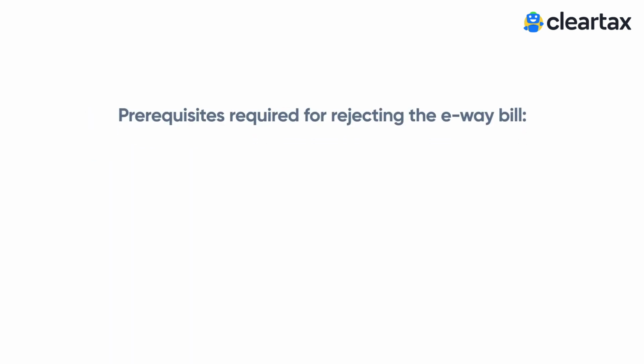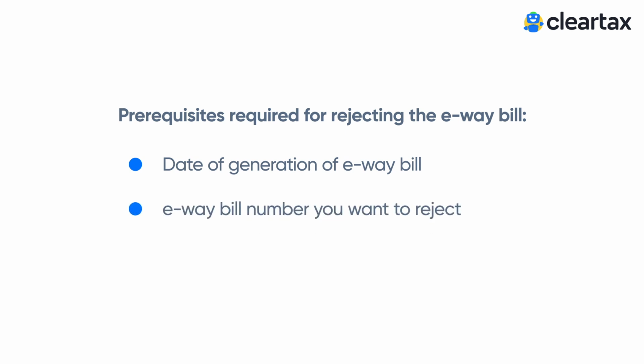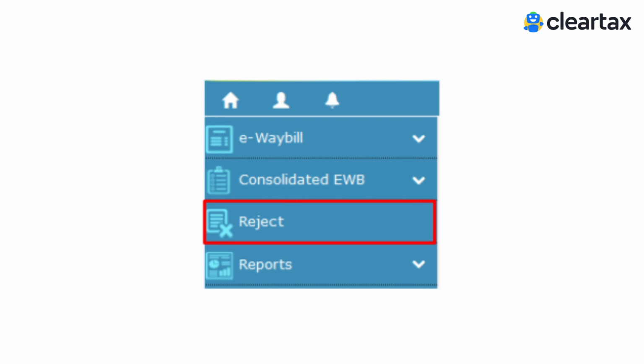Prerequisites required for rejecting the e-way bill. Number 1. Date of generation of the e-way bill. Number 2. The e-way bill number that you want to reject. For rejecting an e-way bill, you have to log into the e-way bill portal and then click on reject appearing on the left hand side of the dashboard.